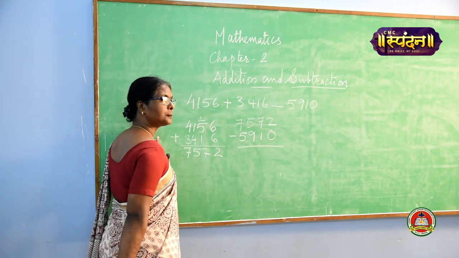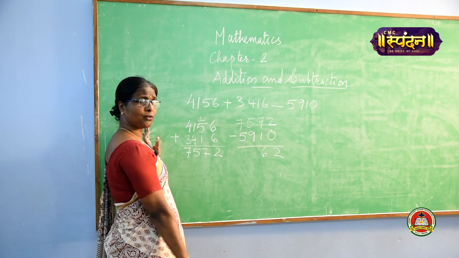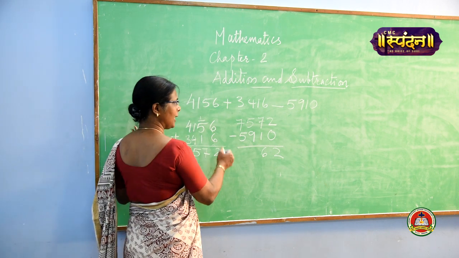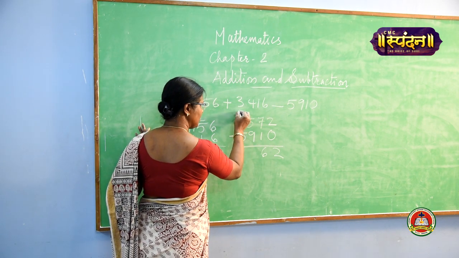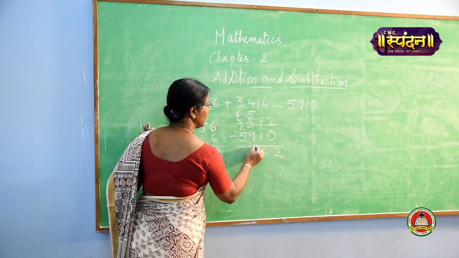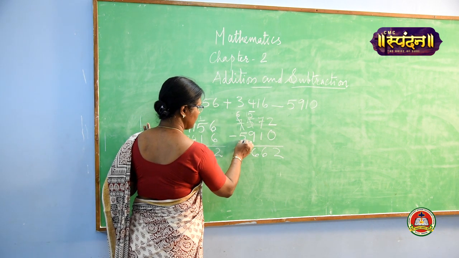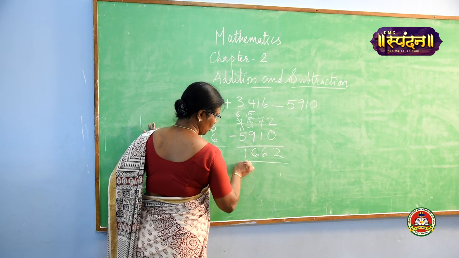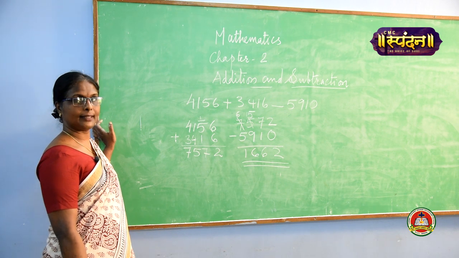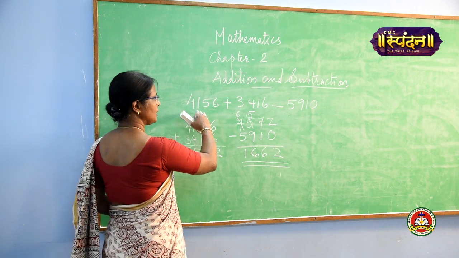Subtract it. 2 minus 0, 2. 7 minus 1, 6. Here from 5 you cannot subtract 9, because 5 is a smaller number, 9 is a bigger number. From a smaller number you cannot subtract a bigger number, so we have to borrow. So we are borrowing 1 from 7, so remaining here is 6, and 5 becomes 15. 15 minus 9 is 6. 6 minus 5 is 1. So you get the answer 1662. Is that clear?